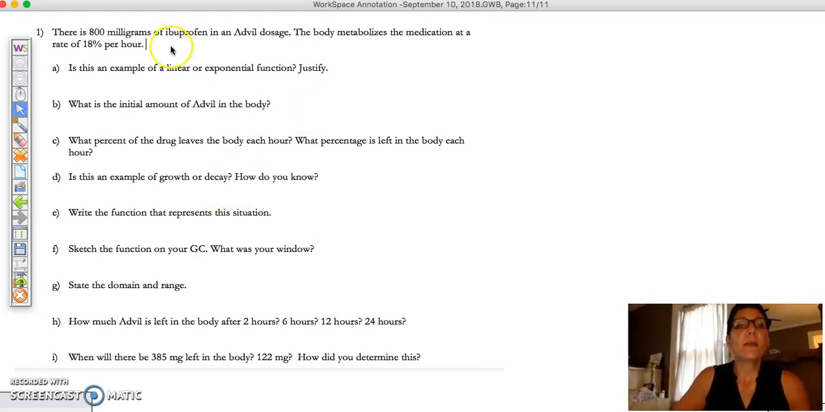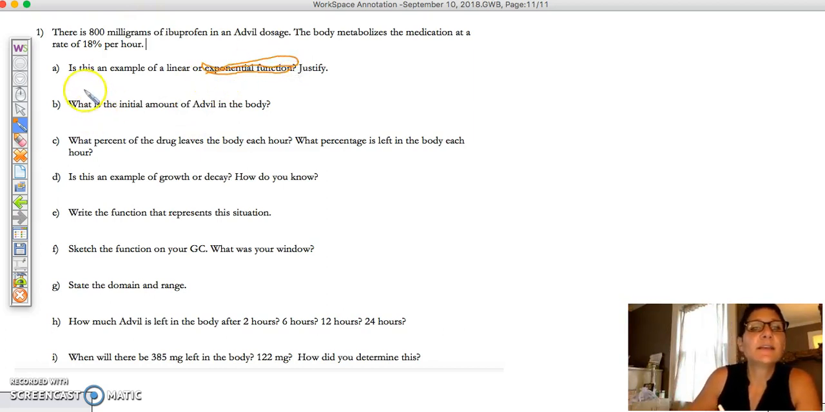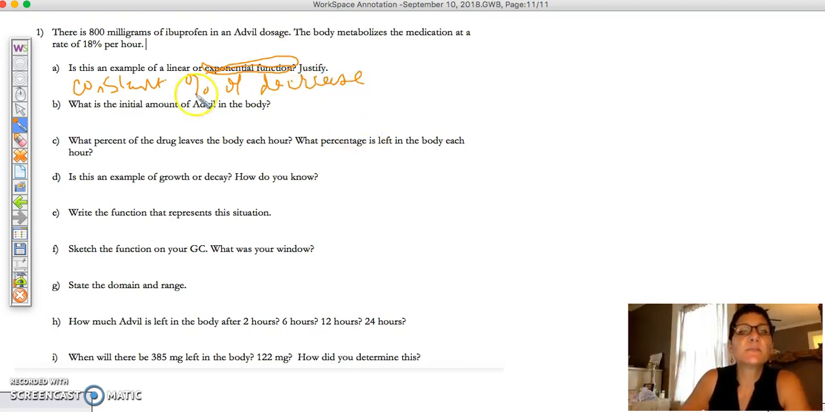So okay, we have 800 milligrams of ibuprofen in an Advil dosage, and the body metabolizes the medication at a rate of 18% per hour. Is it linear or exponential? You all, I believe, yelled and said it is exponential. And because it is a constant percentage of increase, it is exponential. Whoops, I didn't mean to cross it off. It is a constant percentage of, actually in this case, decrease. That's what makes it exponential. It's a constant percentage of increase or decrease.